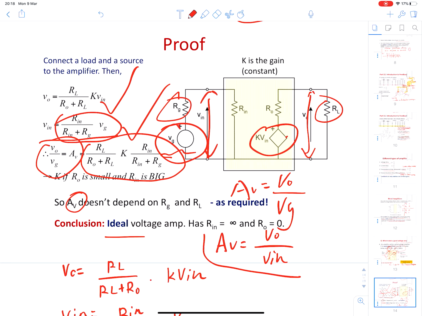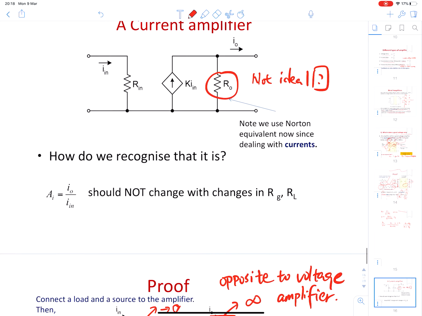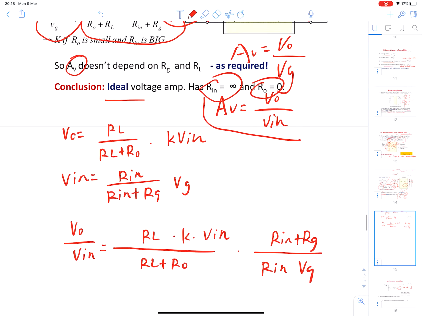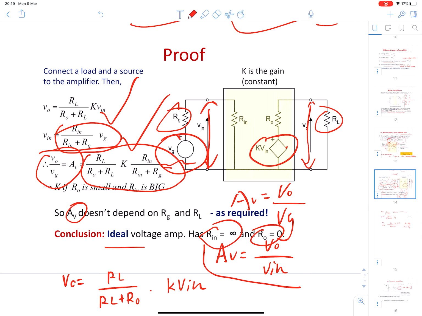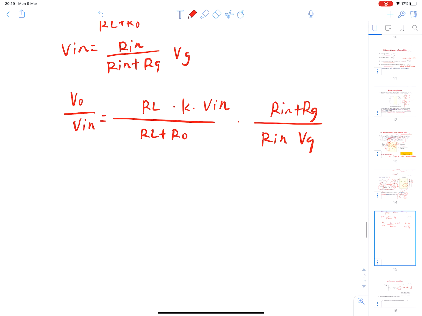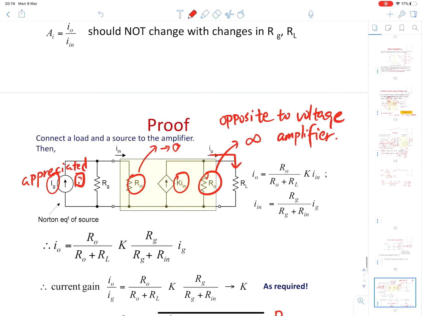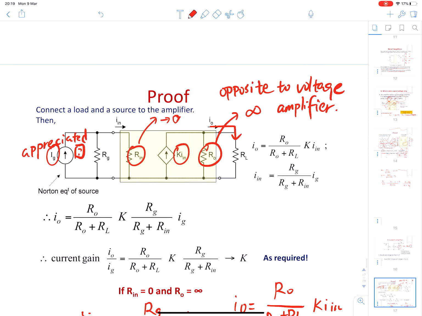So an ideal voltage amplifier has R in equals infinity and R out equals 0. The reason is that R in is infinity and R out is 0. So the denominator should be great and the denominator should be low. And we can connect the load and the source to the amplifier as follows.